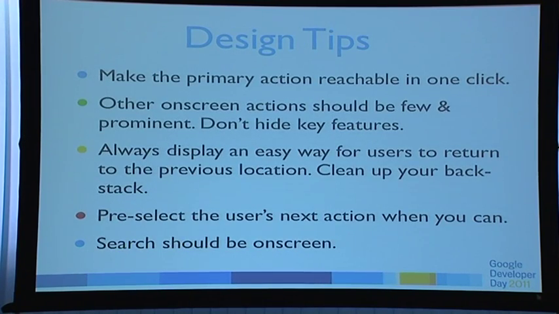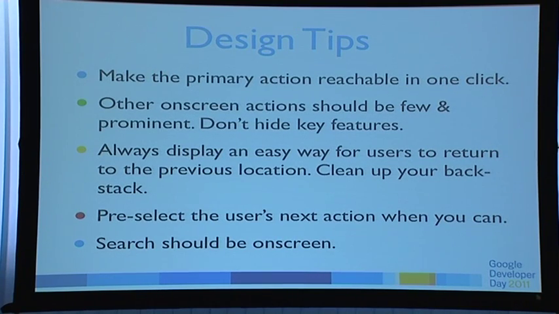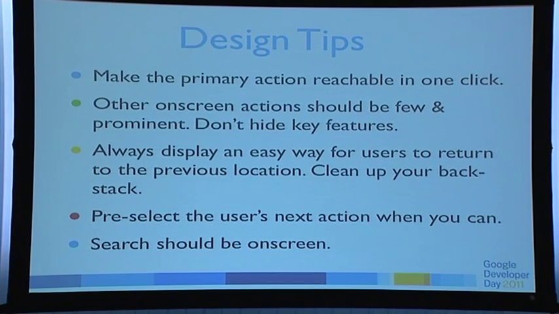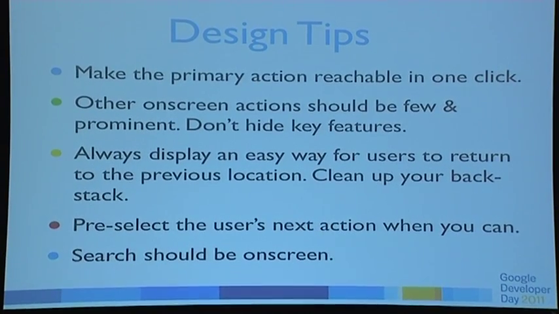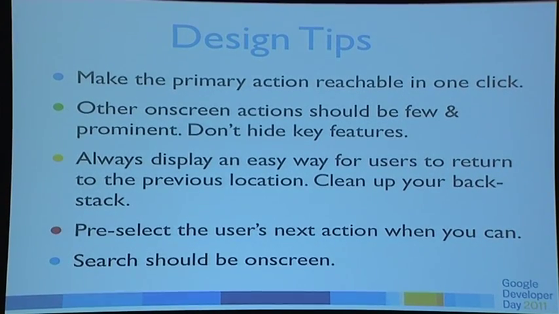So basically, in summary, make all the important stuff reachable in one click. Don't make key features really low in the hierarchy. Another good way of making sure your user has a very efficient experience is to anticipate what they want to do and highlight the appropriate option. And also, be able to clear up your back stack and make it easy when you click back. You don't just go to the previous activity, but you go to wherever it makes sense. Maybe you go to the main activity or the home of your application.